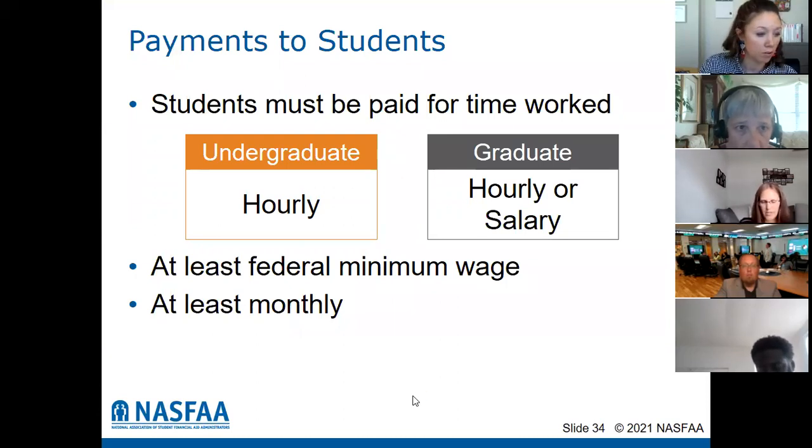But even if a state or local law allows a wage rate lower than the federal minimum wage, for most employees, a federal work study student still must be paid at least the federal minimum wage rate. And federal work study employees must be paid at least once per month.